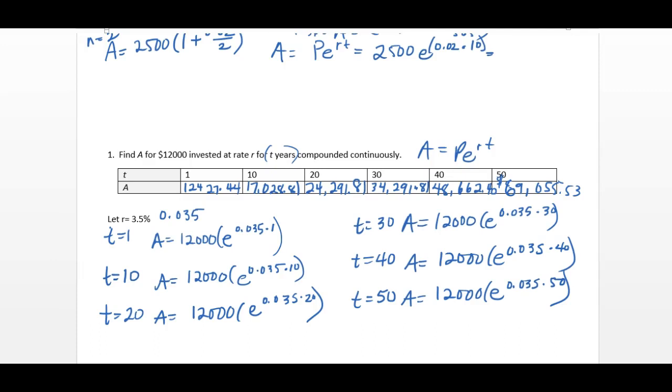So look, at 20 years we doubled our money. At 40 years we quadrupled our money. And at 50 years, it's almost, not quite, it's almost 6 times our money that we initially invested. So it's really important to get those compounded continuously kind of investments if you can, and just to invest money and leave it alone for as long as you can, okay? So that's a great application of exponential problems.